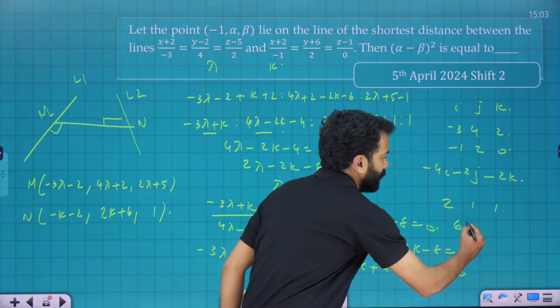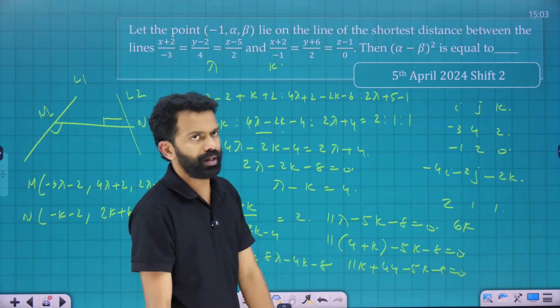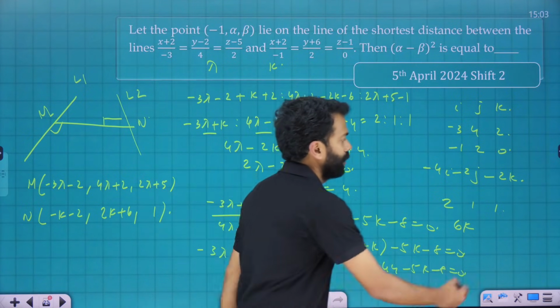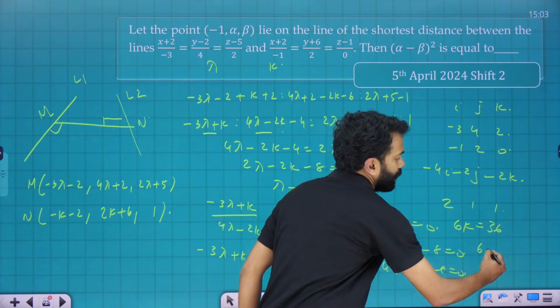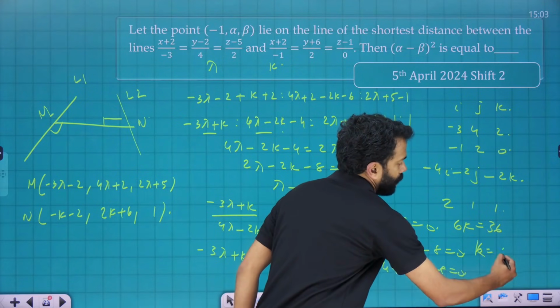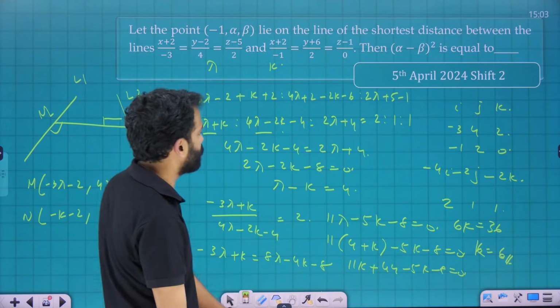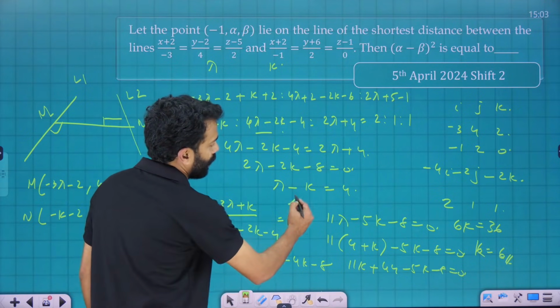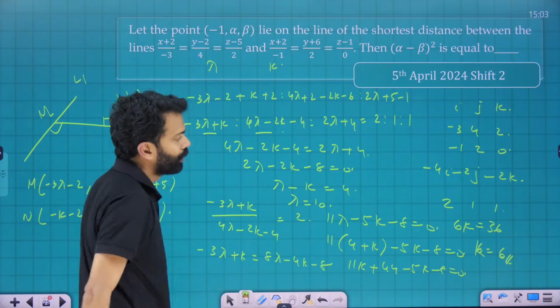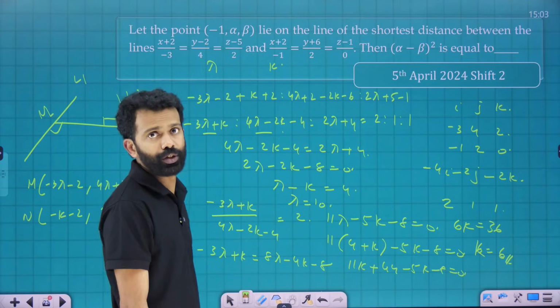6k. That is 6k. 44 minus 8, 36 goes there, again 36. Therefore, k is equal to what? Sorry, k is equal to 6. So, the value of k is what? 6. Therefore, the value of lambda is what? 10. Okay. So, k is equal to 6 and lambda is equal to what?